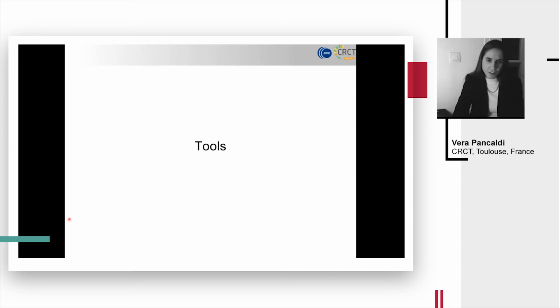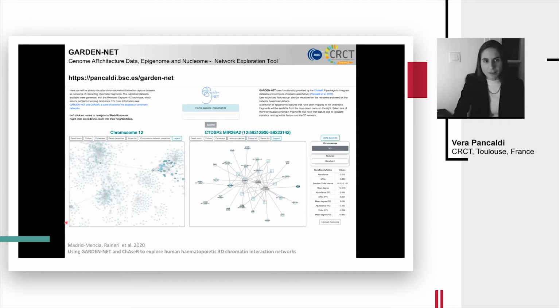So just to continue, when I started studying this, we were doing it with my own scripts and following just my ideas. But we decided to do it a bit more systematically, and so we started developing some tools. So the first tool that I'd like to present is GardenNet, which is actually a web browser, effectively. So if you go to this website, you can basically see the chromatin structure of different cell types represented as a network. And this is entirely interactive so that you can click on links, you can click on nodes.